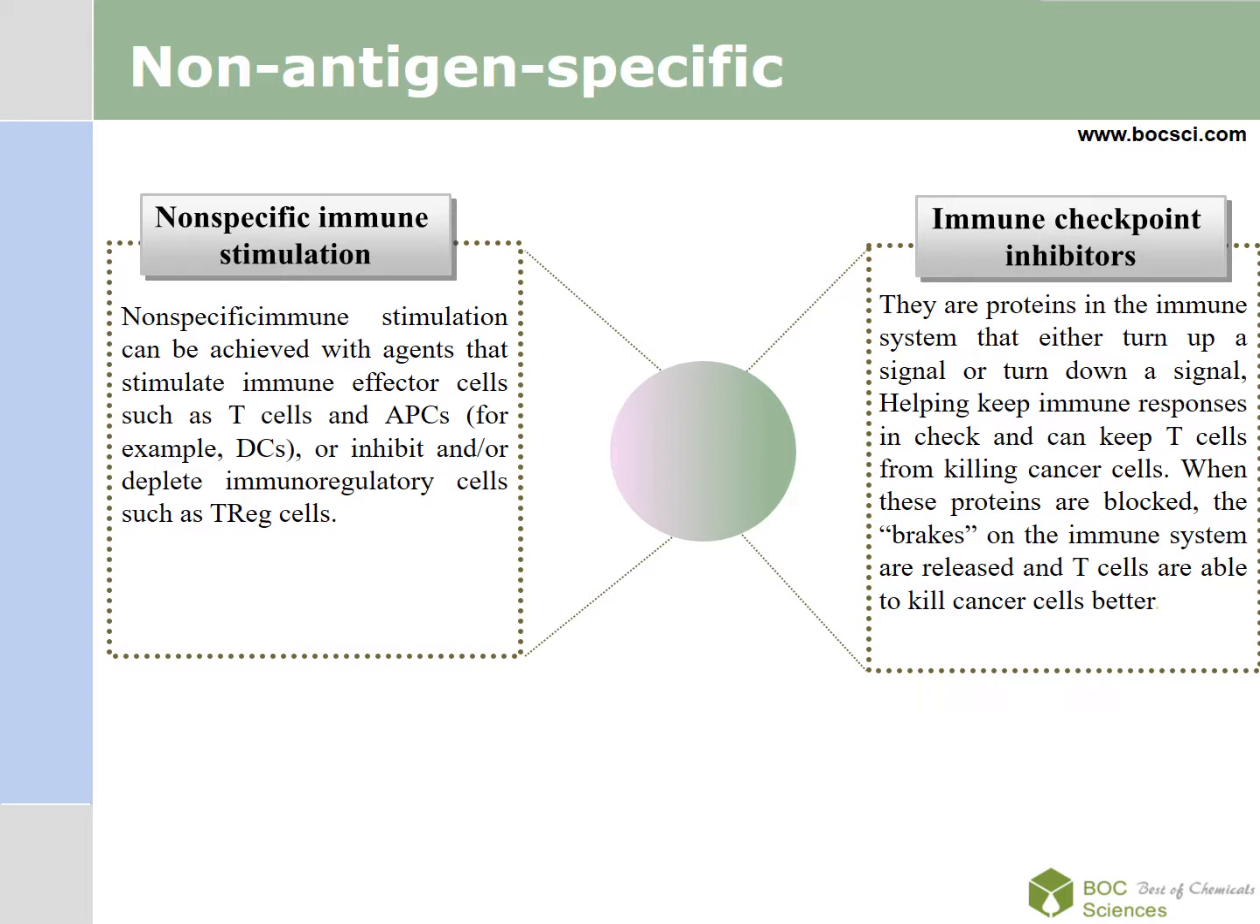Immune checkpoints are proteins in the immune system that either turn up a signal or turn down a signal. These proteins help keep immune responses in check and can keep T-cells from killing cancer cells. When these proteins are blocked, the brakes on the immune system are released and T-cells are able to kill cancer cells better.